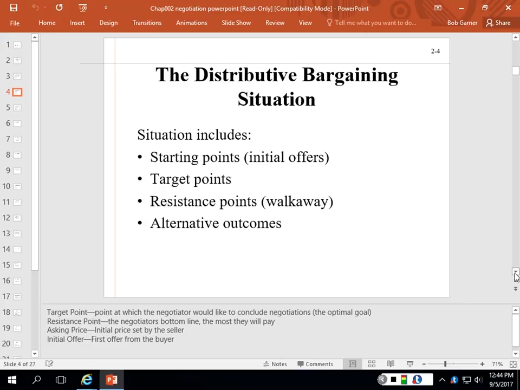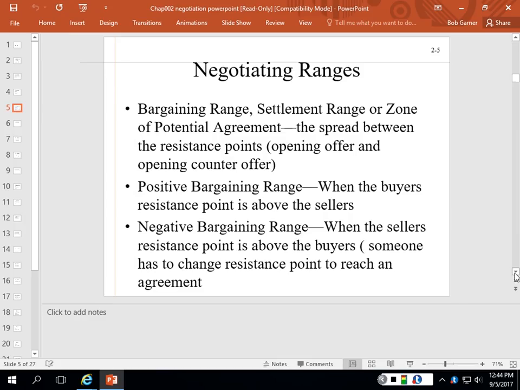All right, so alternatives help shape the process. All right, so the bargaining range, and that's what I just talked about, is also called the settlement range, zone of potential agreement. That's the spread between the resistance points, or the spread between the opening offer and counter offer. So she's asking 145, he counters with 130, so that price is going to fall somewhere between 130 and 145, and that's called a positive bargaining range, because we know that deal can happen.